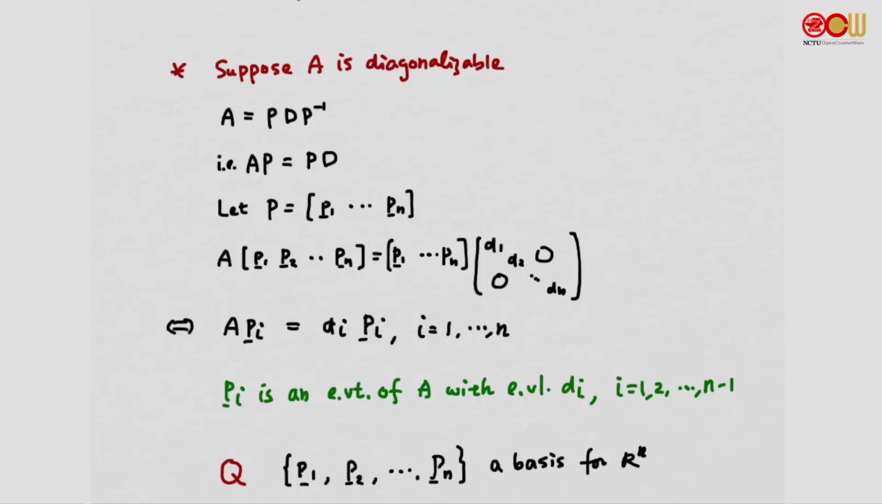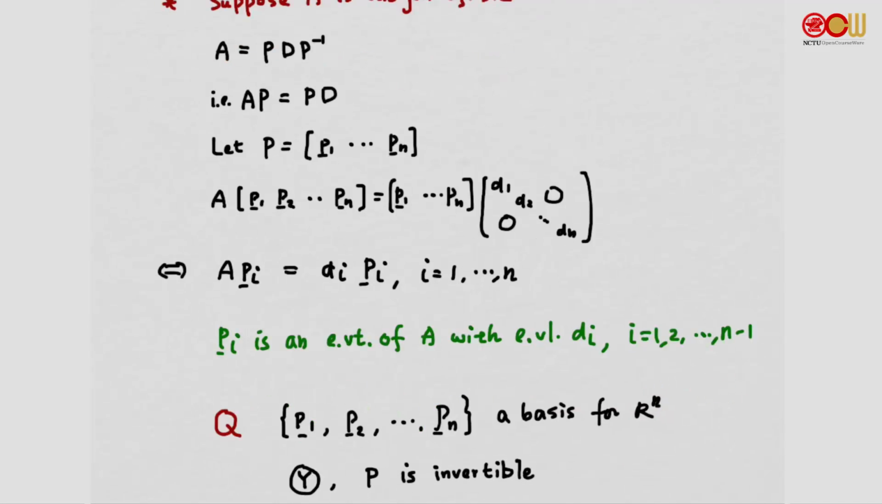A question. We have this P matrix, the column vectors P1 to Pn. Would these P1 to Pn vectors form a basis for Rn? And that's indeed the case. Why? Because P is invertible. So P1 to Pn will form a basis for Rn.